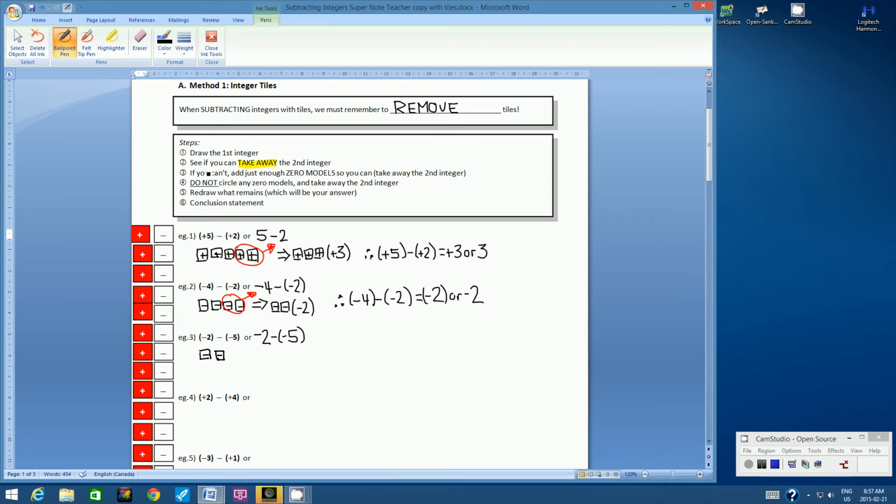Rule number 2, step number 2, see if you can take away the second integer. Well, we already know that we can't take away 5 negative tiles because there's only 2 negative tiles here. Rule number 3, if you can't, add just enough zero models so you can. So to remember what we did? We needed 3 negative tiles to make 5 negative tiles. So we add 3 negative tiles, and when we add those 3 negative tiles, they have to be matched with 0 models, with 3 positive tiles.